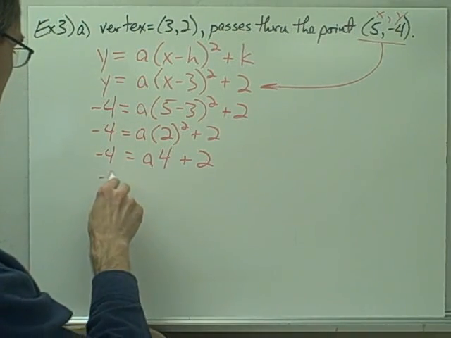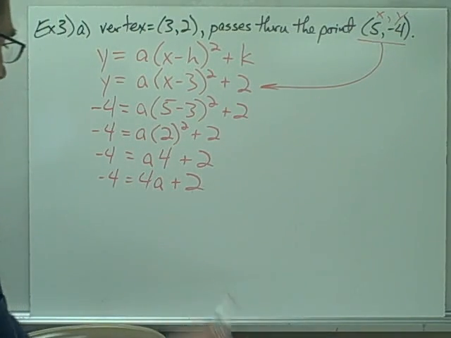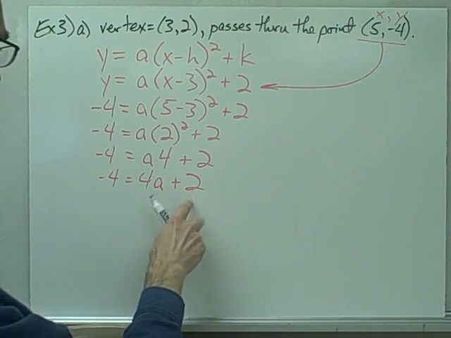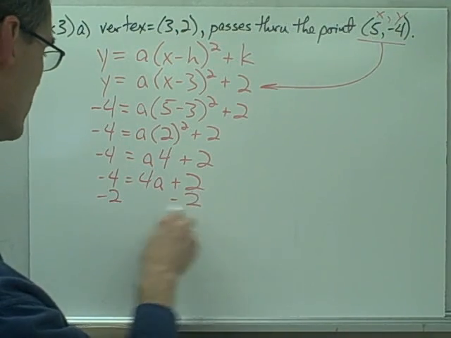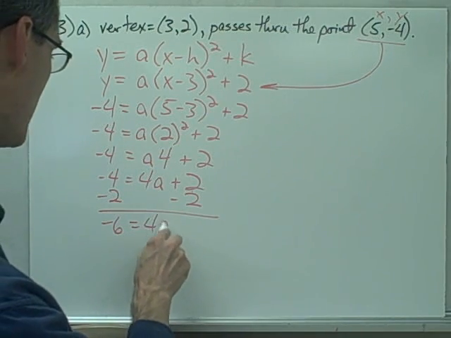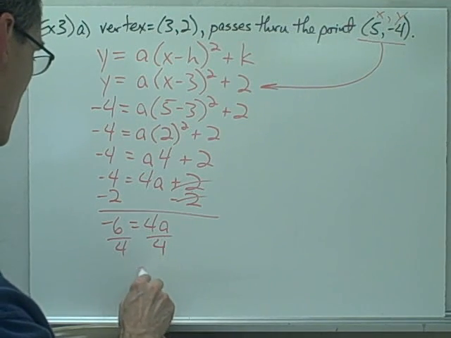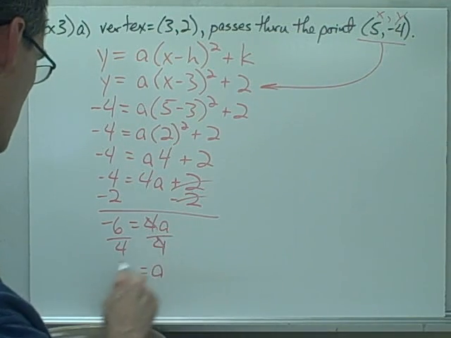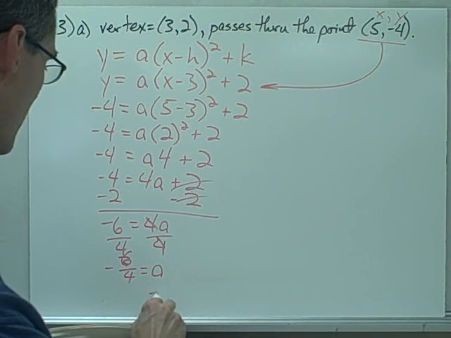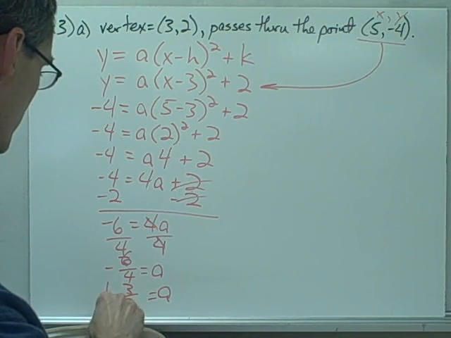Actually, let me rewrite that. Negative 4 equals 4a plus 2. That's a little more standard. Now I want to get all of my constant terms together, so I want to subtract 2 from both sides. That gives me negative 6 equals 4a. I divide both sides by 4, and I get a equals negative 6 over 4, and if I reduce that, then a is negative 3 over 2.